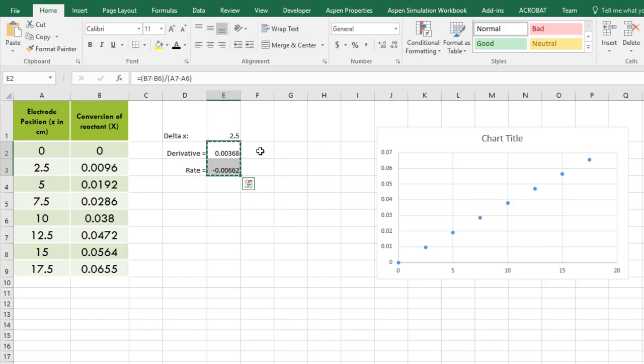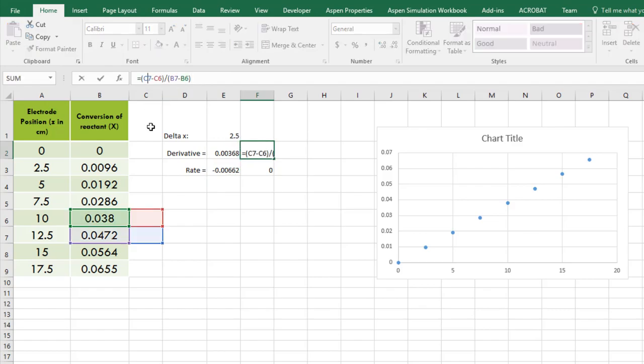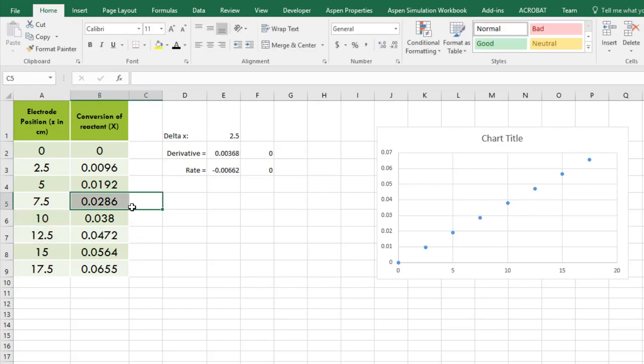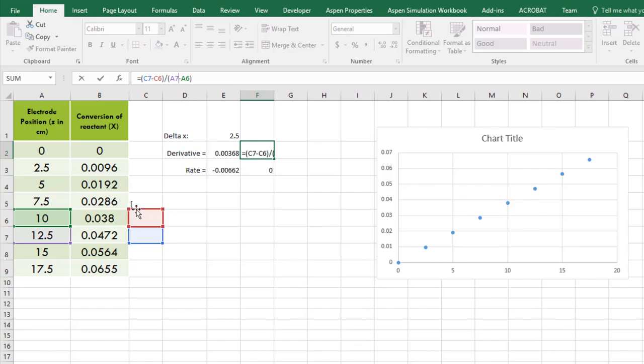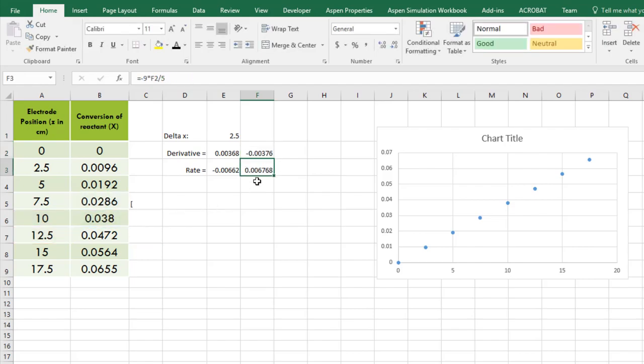How does this change if I wanted to do things like look at a backward finite difference? So in this case, what I'm going to do... I got those signs switched.